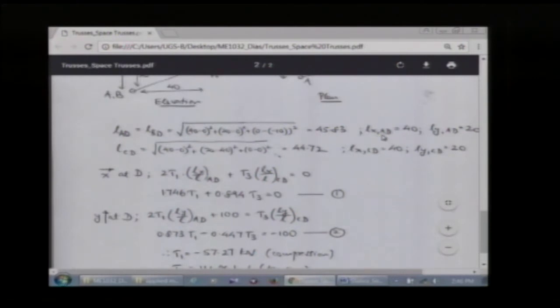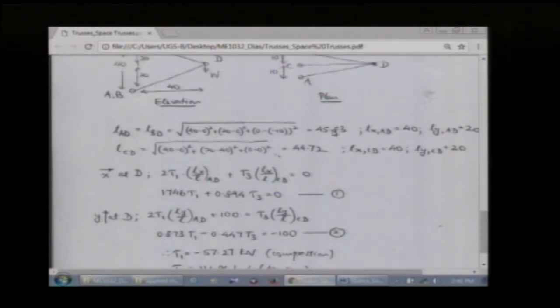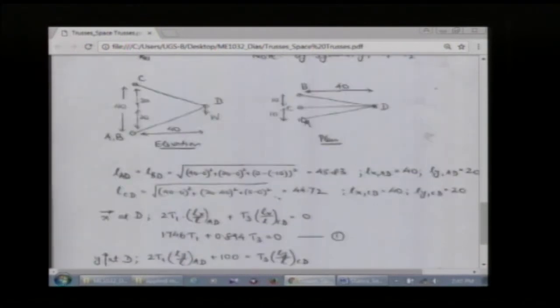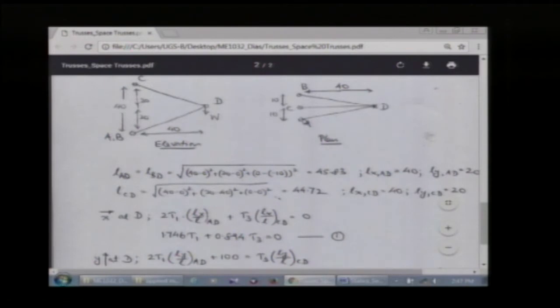So we can find the length of this, then in each case we can find the length in the x direction and the length in the y direction. Where AD is concerned, what is the length in the x direction? Length is 40. What is the length in the y direction? If you think about AD, the length in the y direction is this vertical difference, 20. So that's all we need. The length in the x direction for CD is similarly 40, and the length in the y direction for CD is 20.